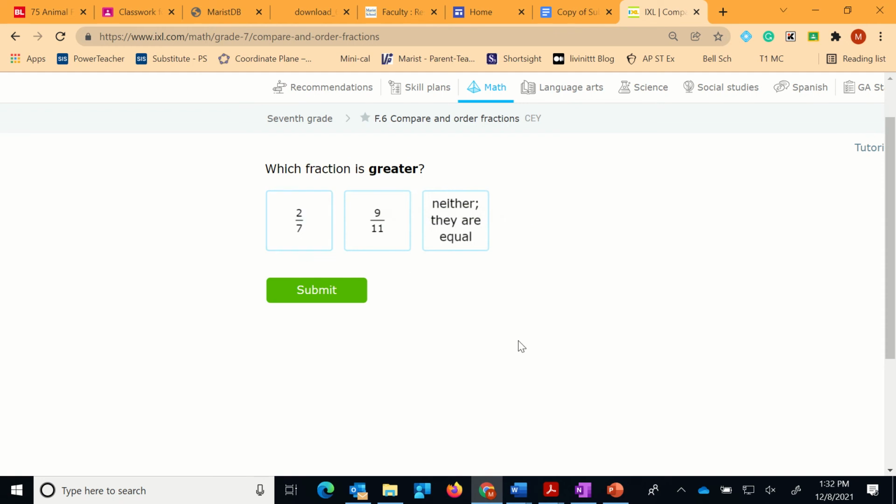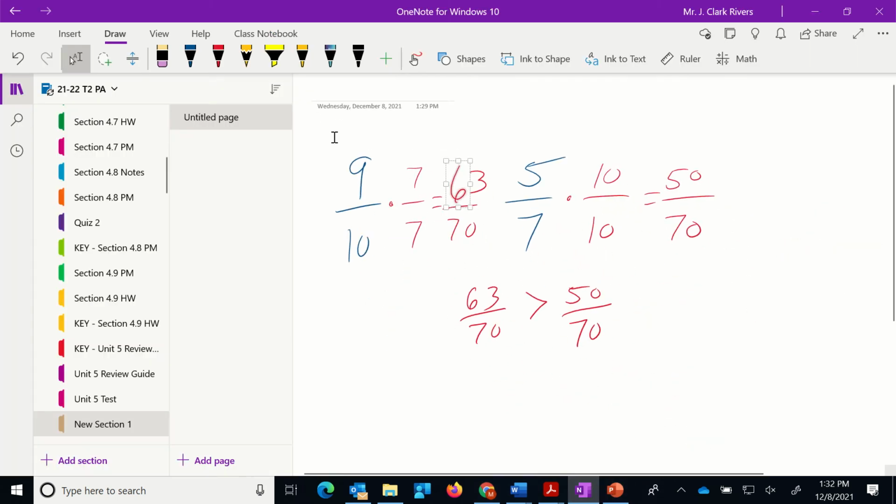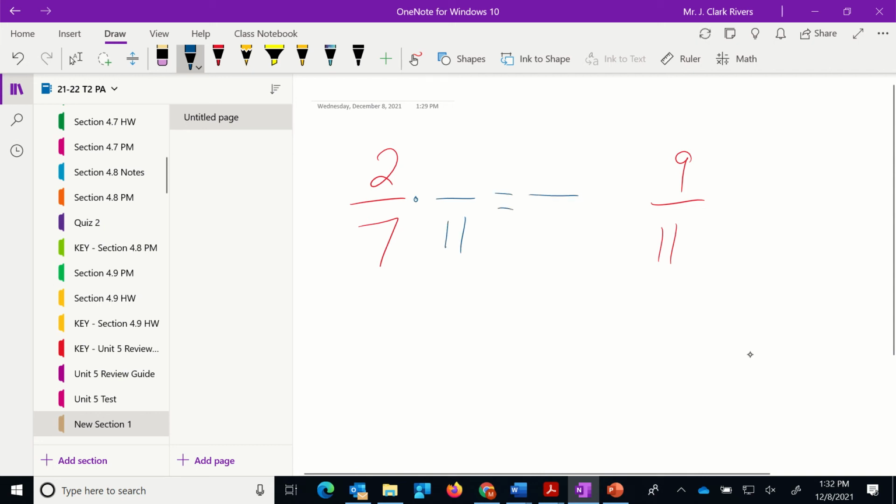We'll do one more. 2/7 and 9/11. Okay, 7 and 11, they are relatively prime. So the LCD is just going to be the product of 7 and 11. So 7, we got to multiply by 11. Our LCD is 77. In the numerator, we have to also multiply by 11.